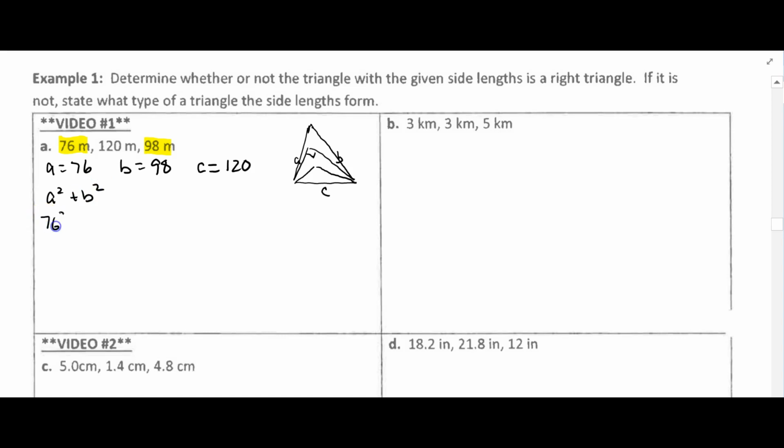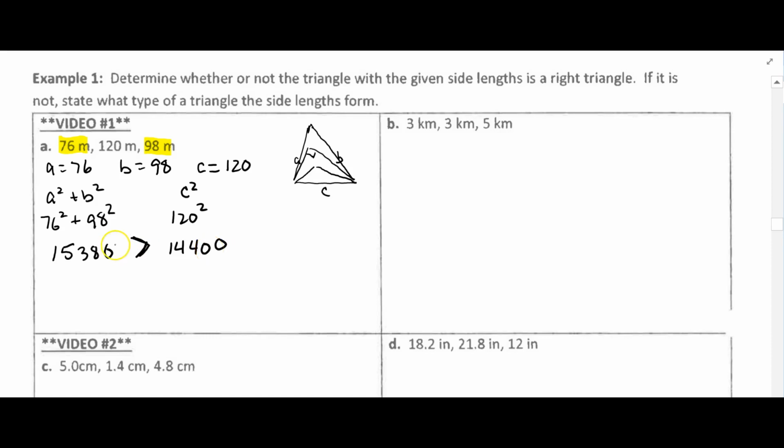Then I'm going to look separately at a squared plus b squared. So that's 76 squared plus 98 squared, and that turns out to be 15,380. So that's a squared plus b squared. Now I have to look at c squared. So c was 120, so that's 120 squared, which turns out to be 14,400. And now I can see that a squared plus b squared is greater than c squared.